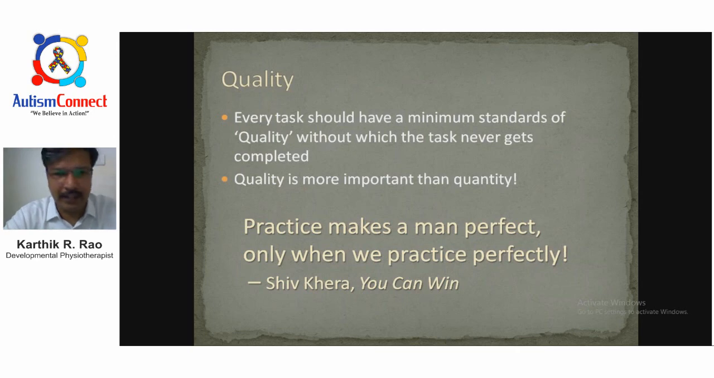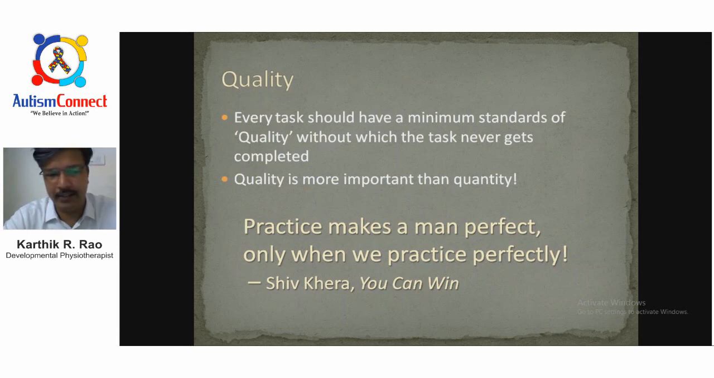The same applies for handwriting. They want to write fast. They're not concerned about spelling mistakes or even writing within the lines. So a quality parameter is very important, and the child will be able to learn only when the required quality is good enough. Quality is more important than quantity. Instead of asking the child to write 10 times a particular alphabet, you can ask them to write 2 times, but both the times should be correct. If it is wrong, then the task is not completed.